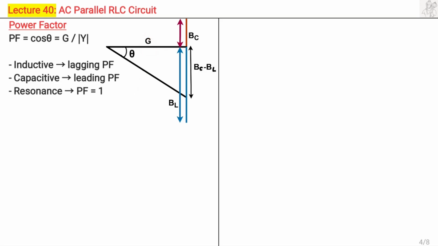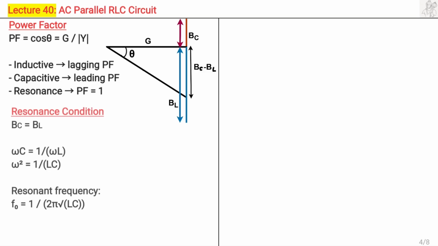So for the inductive case, the power factor is lagging. For the capacitive case, power factor is leading, and at resonance, power factor is equal to 1 because theta is equal to 0. Resonance condition comes when BC becomes equal to BL. That means that omega C will become equal to 1 by omega L, and from here omega square is equal to 1 by LC, and we can find out the resonant frequency, that is omega is equal to 2 pi F. So F becomes equal to 1 by 2 pi under root of LC.